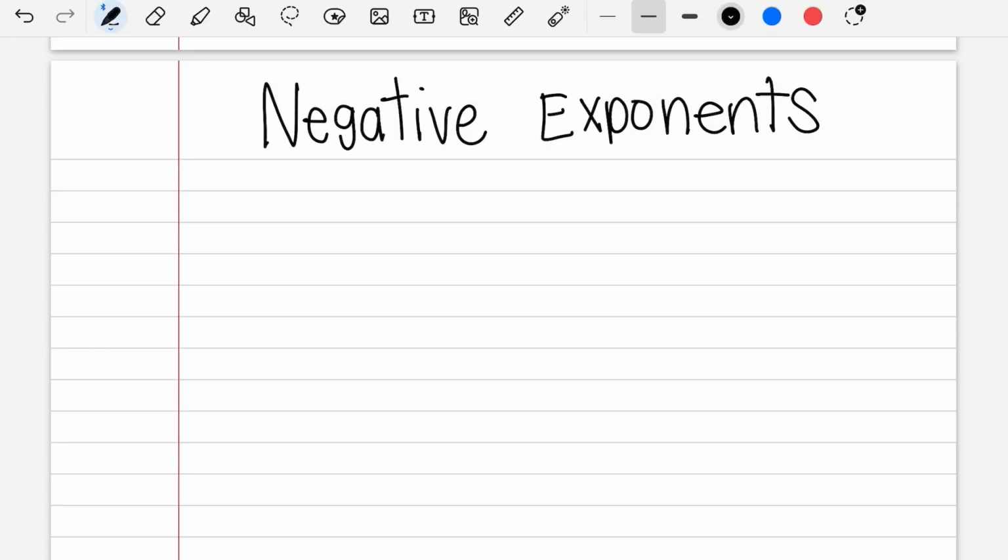Hi everyone. So for today's lesson, we are going to be looking at negative exponents. In the last video, we looked at quotient rule. Just as a reminder, with quotient rule, we are subtracting exponents. For example, if I had m to the power of 7 over m to the power of 5, I'm going to take the 7 and subtract 5 from it, leaving me with m to the power of 2. But what happens if the bigger number is at the bottom to begin with?